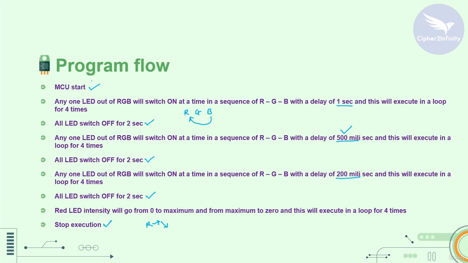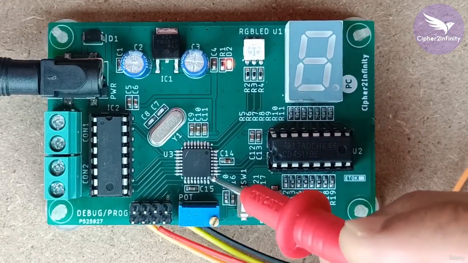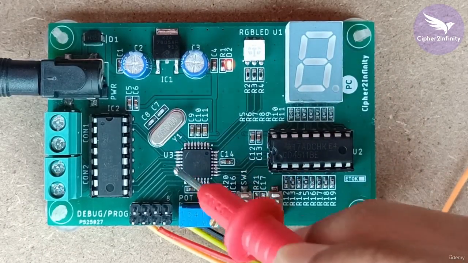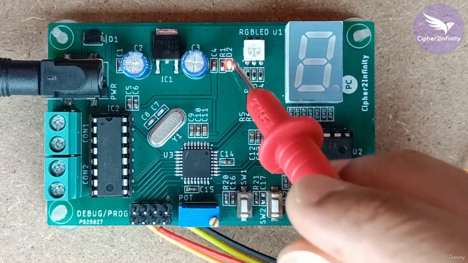Okay, so that's how basically the code is, and this code we are going to program in the microcontroller. I hope that you got the flow of the code. Okay, now let's see the practical demonstration. Alright, so now let's program the code in the microcontroller and let's test this RGB LED section.